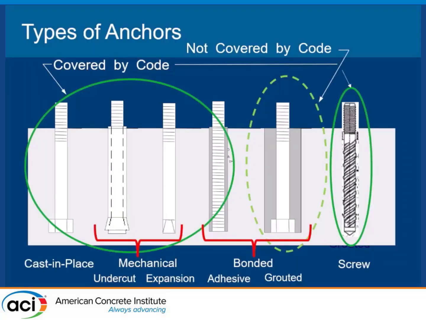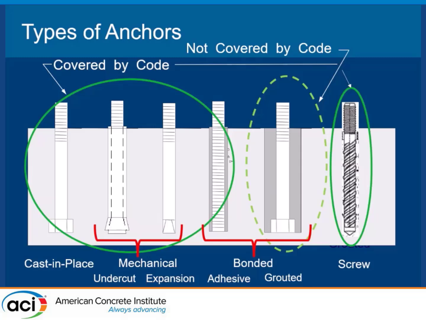So let's talk about the types of anchors first. I mean, if this is too basic, maybe, but on the other hand, I didn't realize there was all these different types of anchors. So cast in place, new construction, we all got that, right? We all understand what a headed anchor is. We put that in. We have different types of mechanical anchors that perform to various degrees. We'll get into that a little bit. Then we have bonded anchors, adhesive and grouted, and screw anchors. Screw anchors just came into the code in 19.